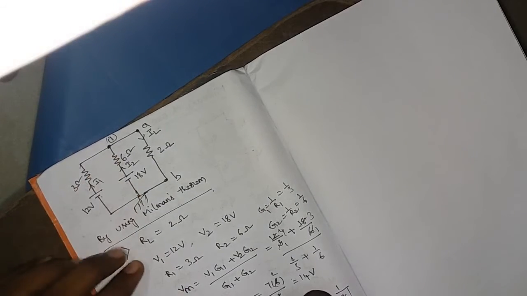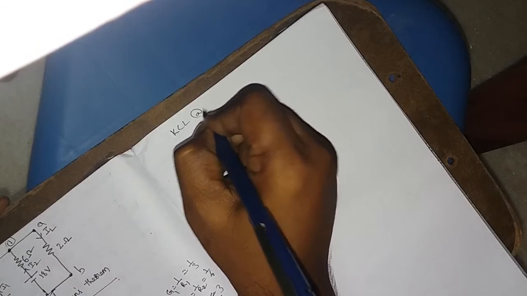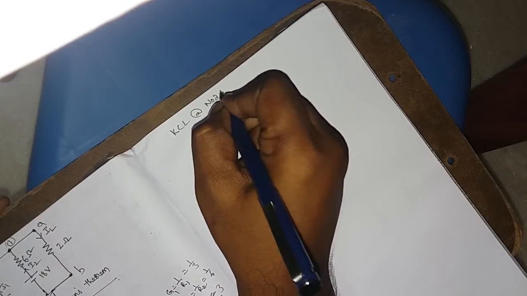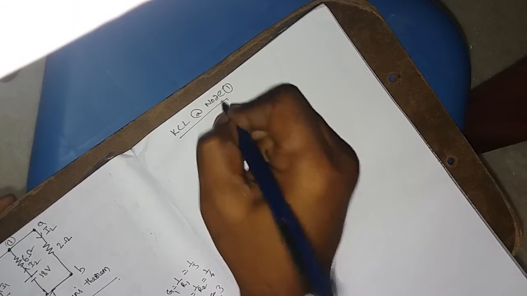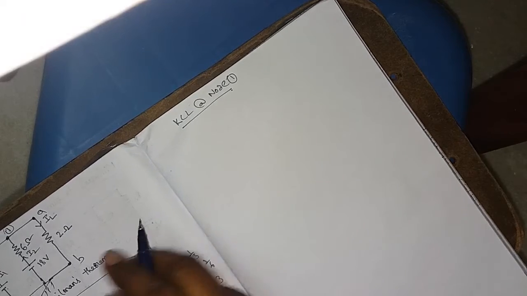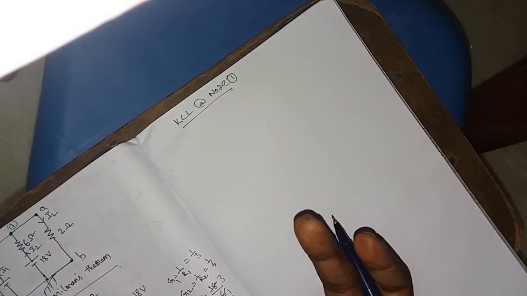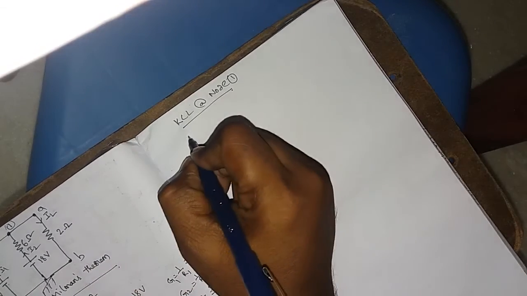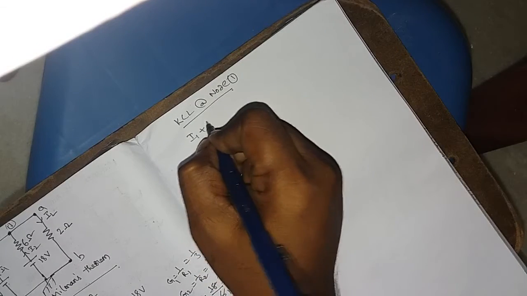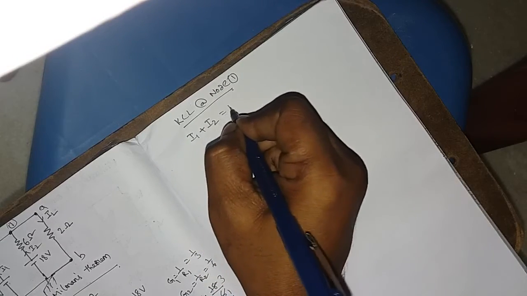At node 1, let us apply the KCL. KCL at node 1: incoming currents are equal to outgoing current. Incoming currents are I1 and I2. Therefore, I1 plus I2 is equal to IL.